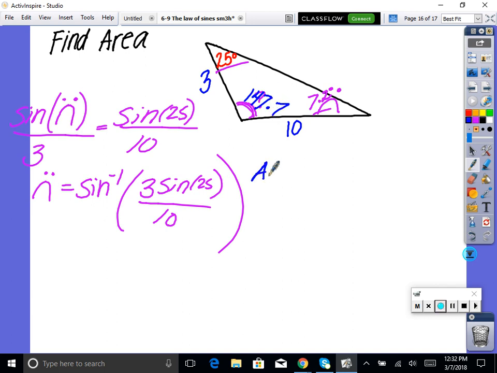So now we could do area is equal to 1/2 times side 1 times side 2 times sine of the angle in between. And now you just type it into our calculator. Easy? Awesome.